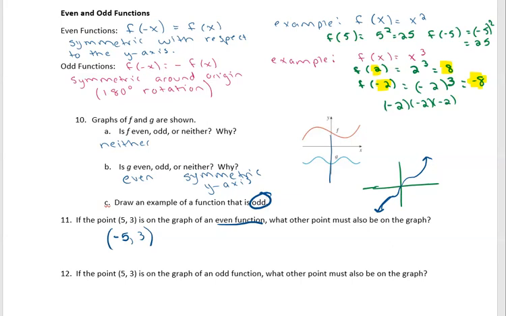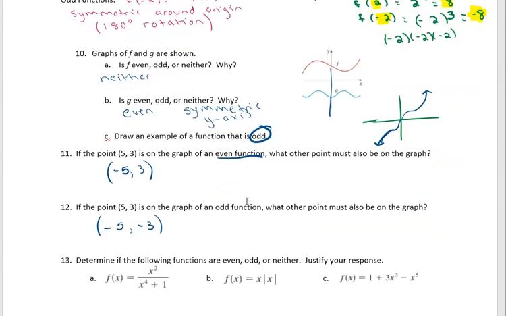If the point 5, 3 is on the graph of an odd function, what other point must be on the graph? Well, that one said that if you switch the input value, it switches the output value. So 5, 3 would be like right here. So if we switch the input value sign, so it was positive, so it's going to switch to negative, then it switches the sign of the output value. So if 5, 3 is on the graph of an odd function, so is -5, -3.